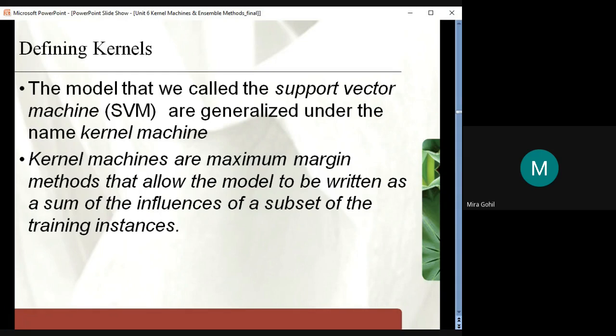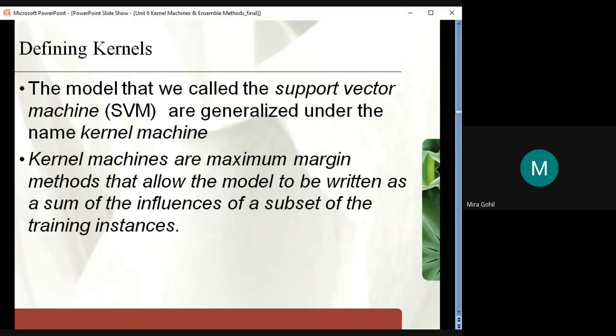Okay, and that technique or trick is called the kernel trick, and that's why the model that we call support vector machine is generalized under the name kernel machine. Okay, because support vector machine includes both linear as well as non-linear separation. So in general we can say that this is a technique of kernel machine.